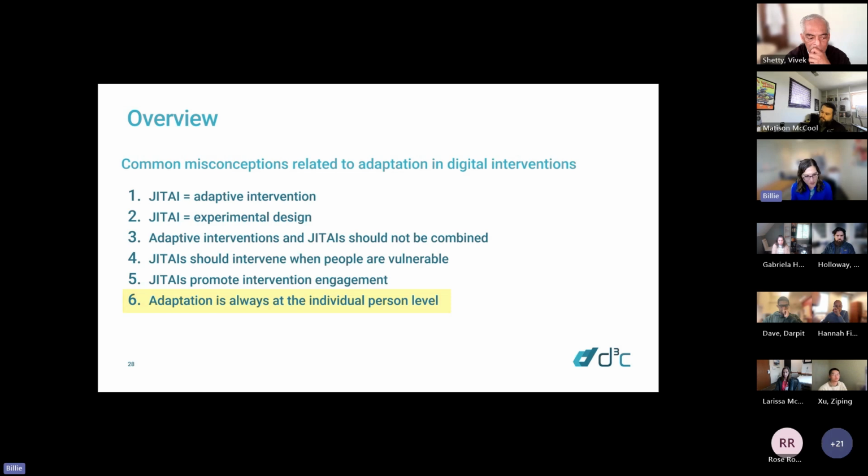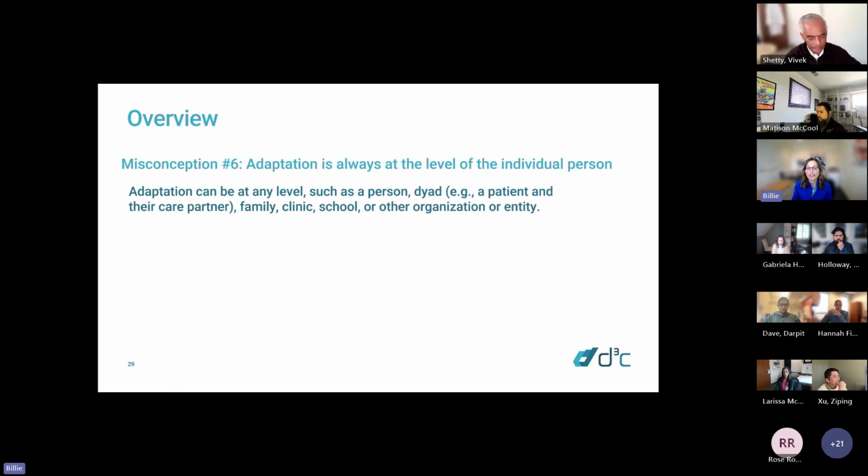Okay, the last one. Oh, it's my favorite. Adaptation is always at the individual person level. Of course, it's a misconception. It can be at any given level, depending on the scientific model that is guiding your intervention development. It can be at the patient level, it can be at the dyad level, it can be at the clinic, the school, the organization, and so on.